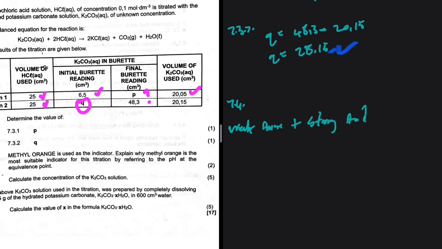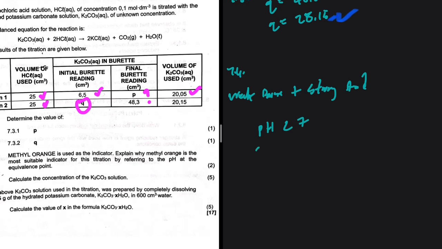The equivalence point when we have a weak base and a strong acid, the pH should be less than 7 at the equivalence point, right? Around about 3 to 5. This should be the range of the pH at the equivalence point. And we know that methyl orange changes color along that range. That's why we use it to determine the equivalence point when we have such a reaction between a weak base and a strong acid.